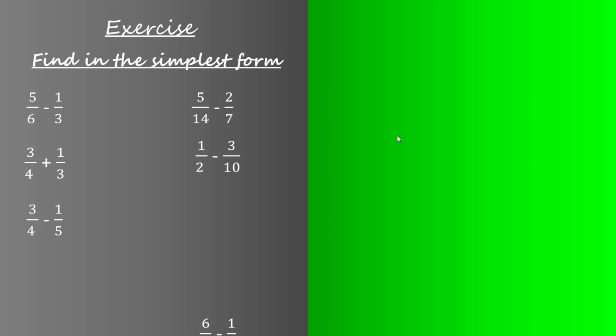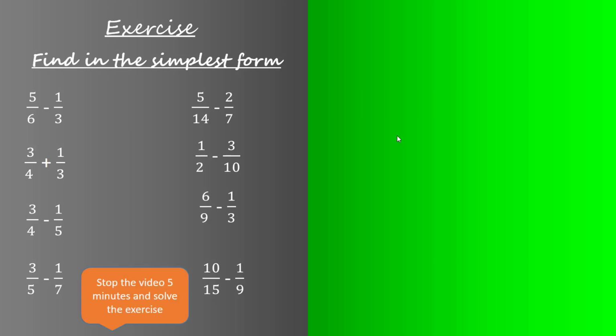Exercise, you can do it by yourself. Find in the simplest form 5 over 6 minus 1 over 3, 5 over 14 minus 2 over 7, 3 over 4 minus 1/3, and 1/2 minus 3/10, 3 over 4 minus 1/5, and 6 over 9 minus 1/3, 3 over 5 minus 1/7, 10 over 15 minus 1/9. Stop the video 5 minutes at least and solve the exercise.